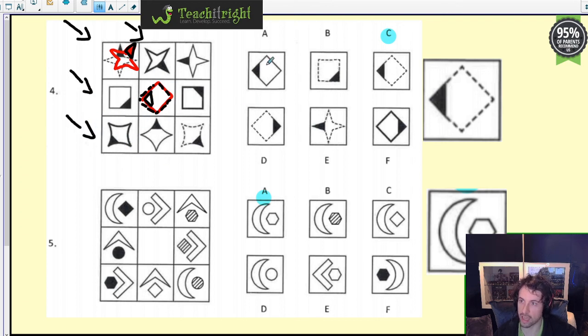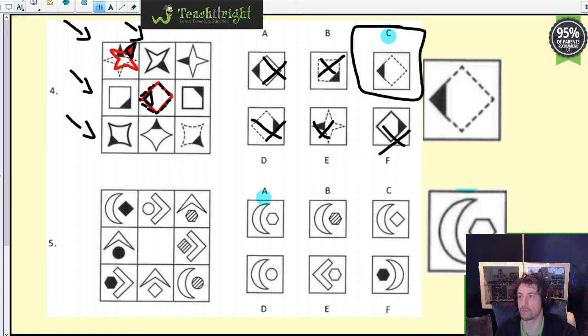So that's my sketch. So that's not A, not B. I think C is our answer. Look at that. It's pretty close. Not D, certainly not E, nor F. Well, okay, that's not so bad.